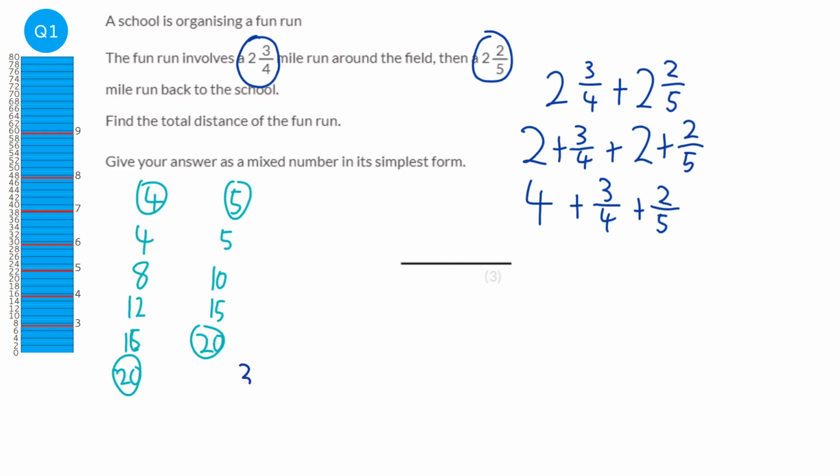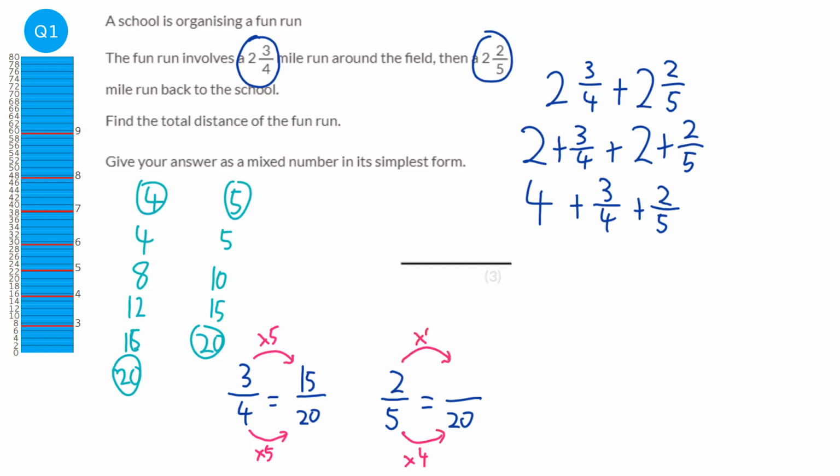Now for 3/4, to get the bottom to equal 20, we need to times the 4 by 5. And whatever you do to the bottom, you've got to do to the top, so times that by 5 as well, which will be 15. And for 2/5, we'll get that bottom to 20, so we times that by 4. And so we times the top by 4 as well, to make it 8.